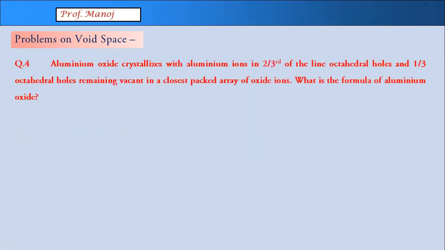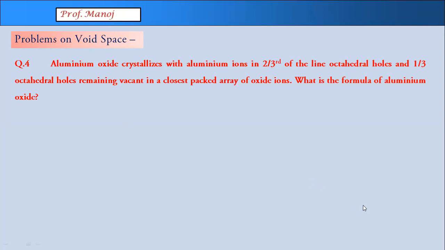One more, and please tell me the steps before I display it now. All of you, please try this. Aluminium oxide crystallizes with aluminium ions in 2/3 of the octahedral holes. 1/3 octahedral hole remain vacant. What is the formula of aluminium oxide?